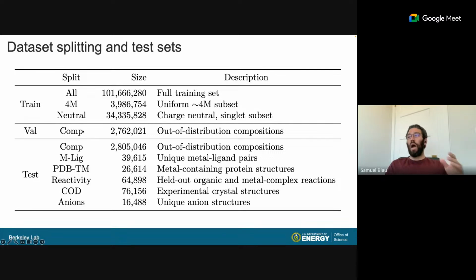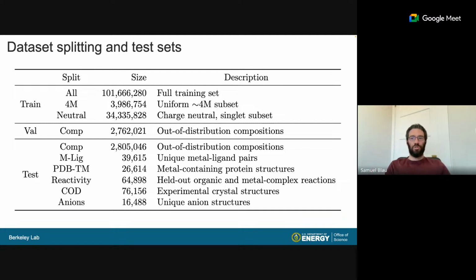Then we split basically on composition. This means that if a specific composition, say 10 carbons, 15 hydrogens, 2 nitrogens, and a manganese, is in train, it won't be in val, it won't be in test. If it's in val, it won't be in train or test, right? So basically, split on composition.